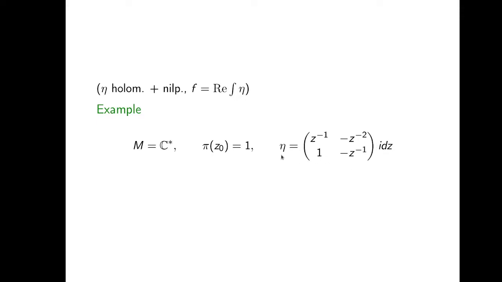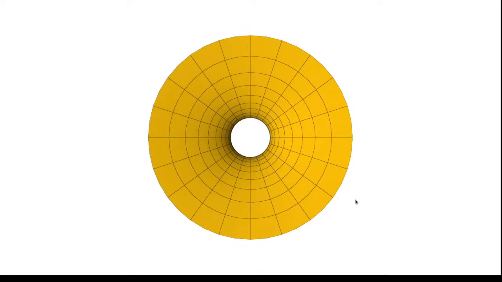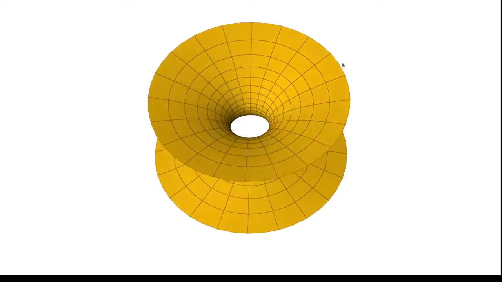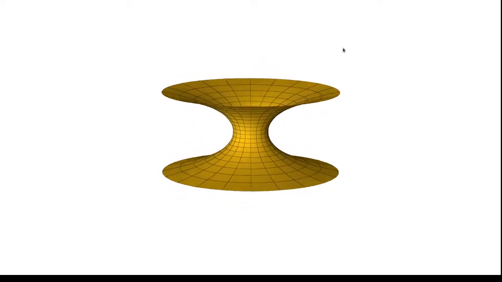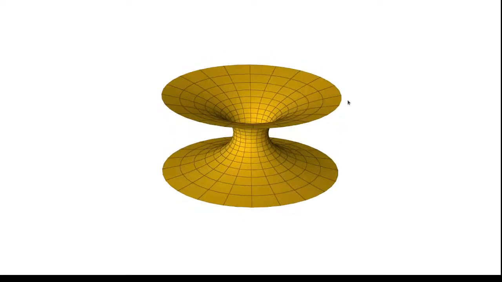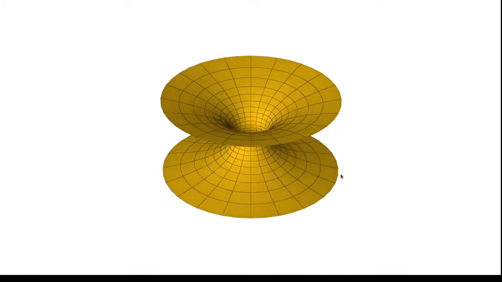But this potential is still holomorphic and nilpotent, and so if you put that into the Weierstrass representation, you should still have a minimal surface. Let's have a look. And indeed, we have a minimal surface that is now well defined on the complex plane minus 1 point. This is called the catenoid.